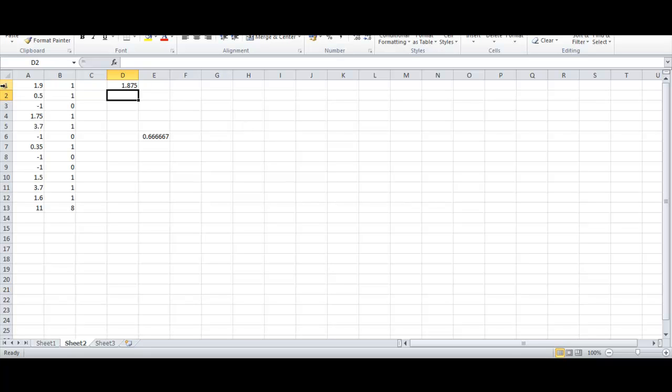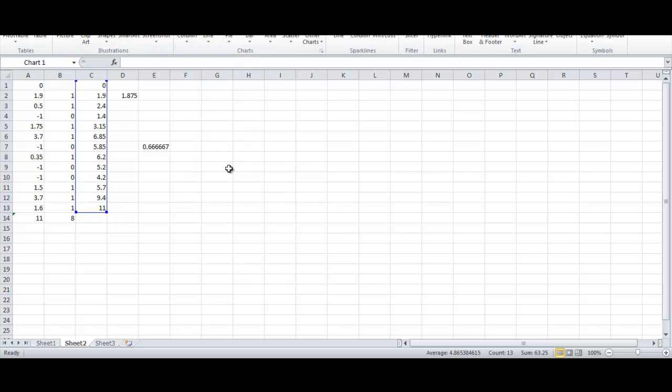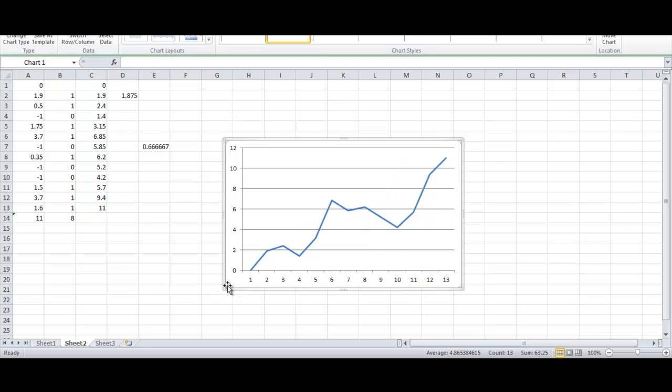One final thing to do now is actually create an equity curve of this, so we can see what the equity curve would look like on this particular set of results. So all we're going to do is just create a cumulative column here of the results, and then simply create ourselves a chart of that. And this is now giving us our equity curve for what happened on the account.